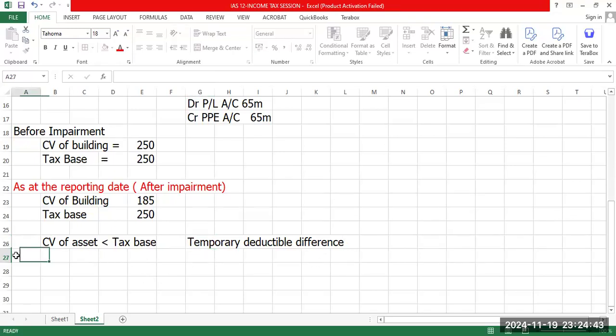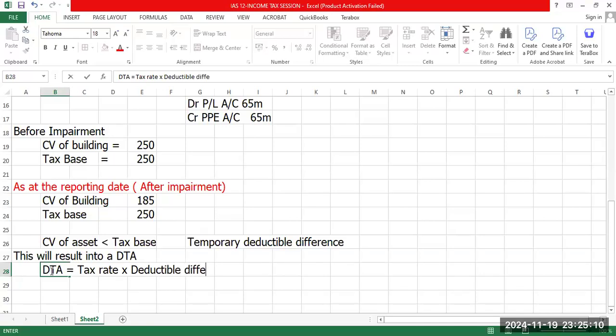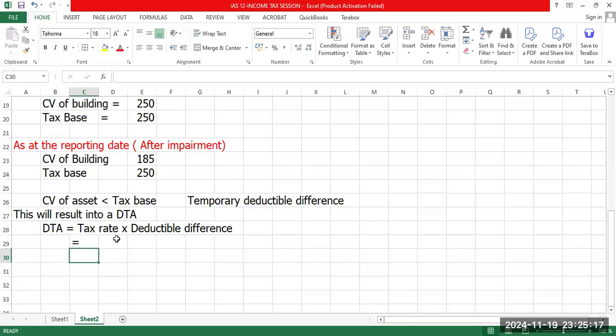This will result into a deferred tax asset. What is your deferred tax asset? It will be the tax rate times the deductible difference, which will be equal to tax rate 30% times the deductible difference, 250 minus 185.